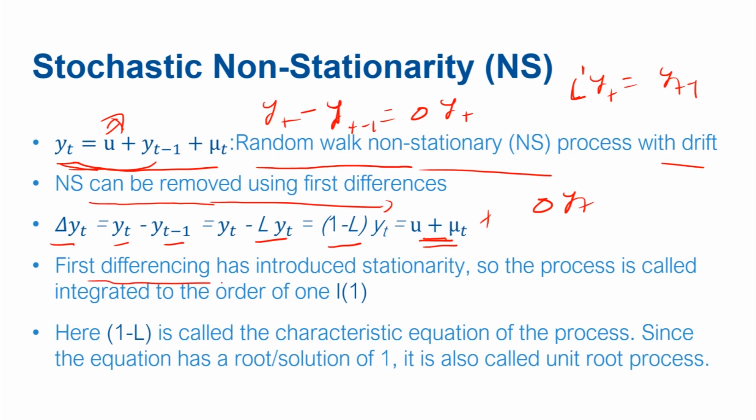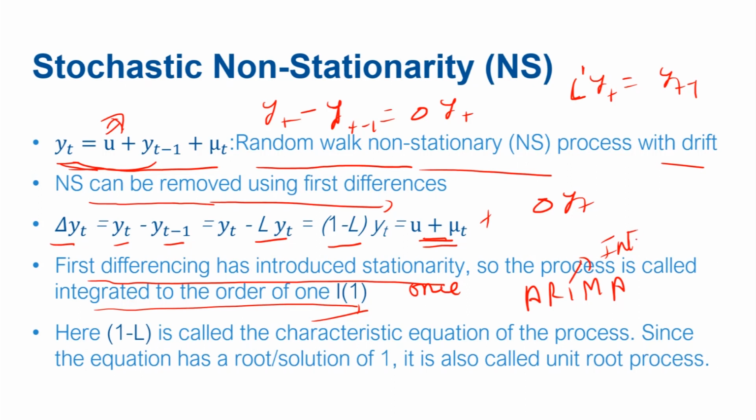So the first differencing has introduced stationarity, and therefore the process is called integrated of order 1, because we only needed to take the first difference once. So this is called integrated of order 1. If you remember, we said the process is ARIMA, where I represents this order of integration. So this is how you deal with this non-stationarity.